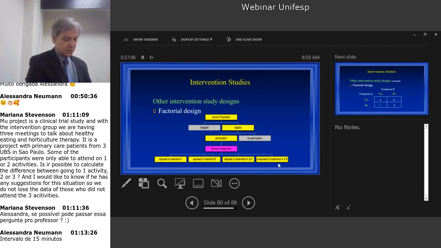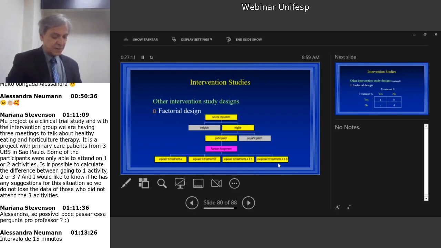So the question, Marianne Stevenson. My project is a clinical trial study. With the intervention group, we are having 3 meetings to talk about healthy eating and horticulture therapy. It is a project with primary care patients from 3 UBS in São Paulo. Some of the participants were only able to attend 1 or 2 activities. Is it possible to calculate the difference between going to 1 activity, 2 activities, or 3 activities? And I would like to know if he has any suggestions for this situation so we do not lose the data of those who did not attend the 3 activities.